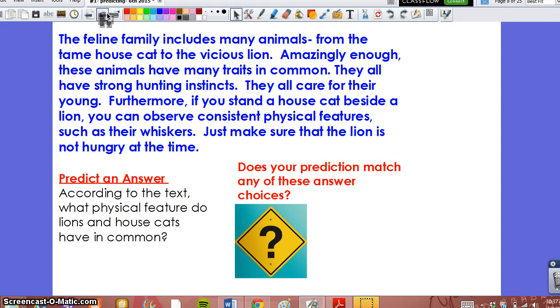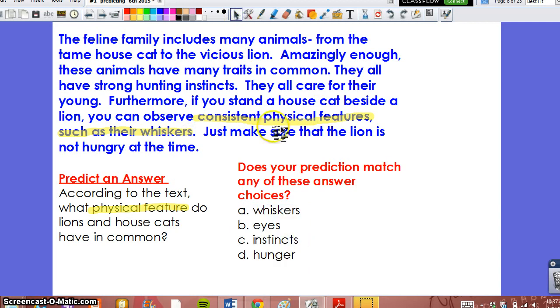All right, so my question that I have to answer for this passage is, according to the text, what physical feature do lions and house cats have in common? So I've covered up my answer choices, and I'm just going to go back into the passage and find my answer. I can take a keyword from the question, physical feature, and skim the passage for it. And right here, I can find the sentence that contains the keyword, physical features, and I find the answer, such as their whiskers. That's going to be my answer choice. When I uncover the choices, I can see that the answer I found, whiskers, is answer choice A.